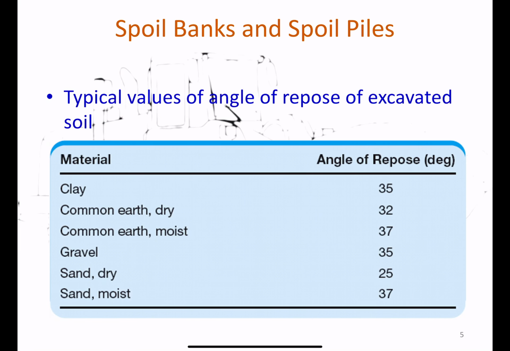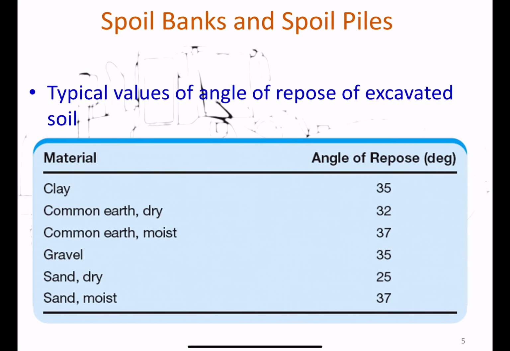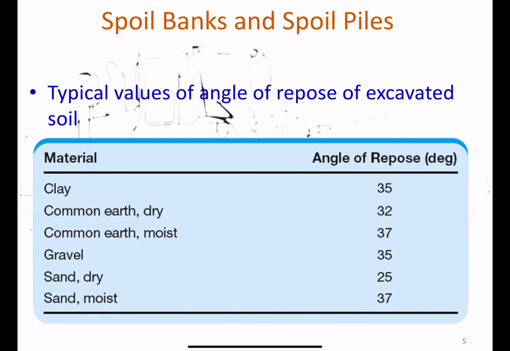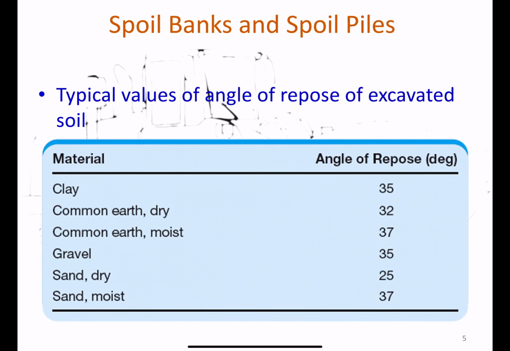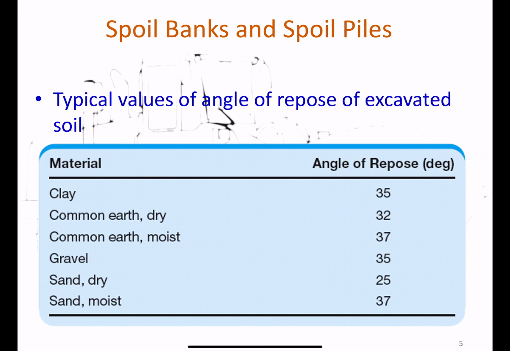You can see the angle of repose for different types of soil. So if the problem doesn't give you the angle of repose, as in the examples here where they give you 35 degrees, 25 degrees, then if they give you the type of material, for example clay, you can estimate that it's 35 degrees. If it's common earth dry, 32 degrees. Common earth moist, meaning wet, 37 degrees, etc.